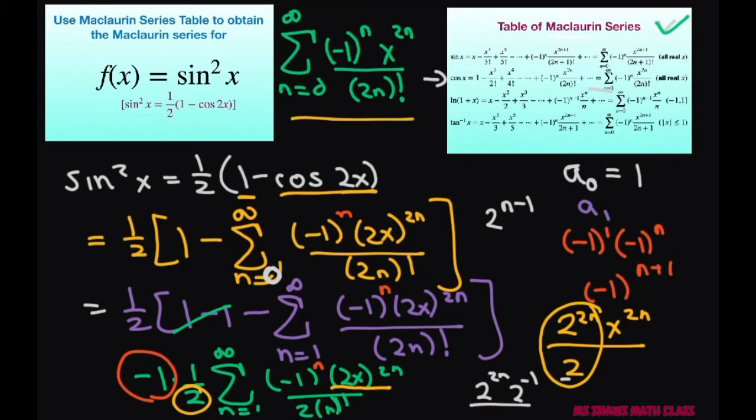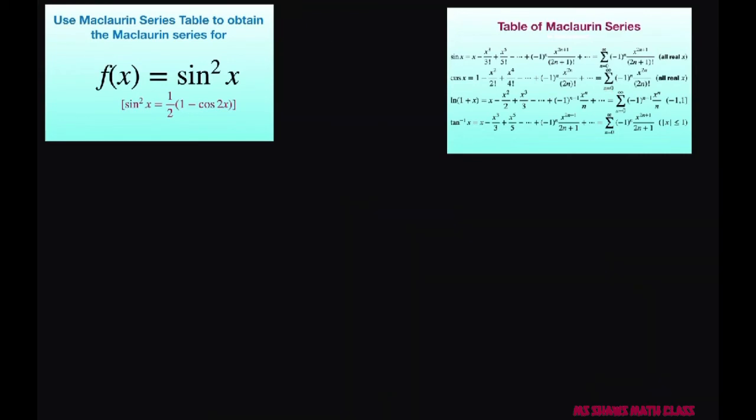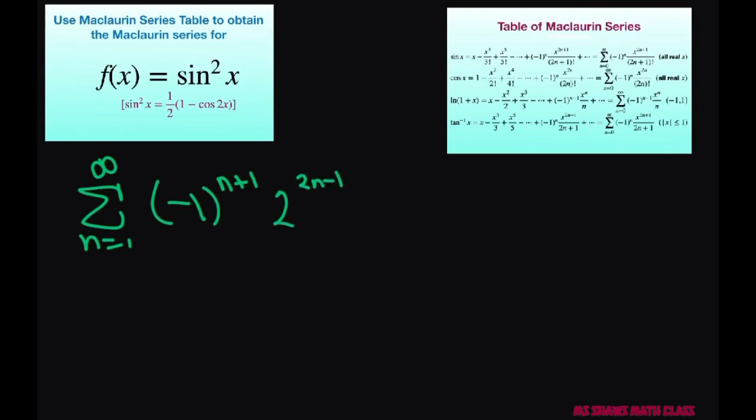All right, so let's do that. We're going to simplify. I'm just showing you what our next step is. So our next step is going to be to write this as the sum from n equals 1 to infinity. And now we have -1 to the n plus 1 power. And then we have 2 to the power of 2n minus 1. We still had x to the power of 2n, all divided by 2n factorial.